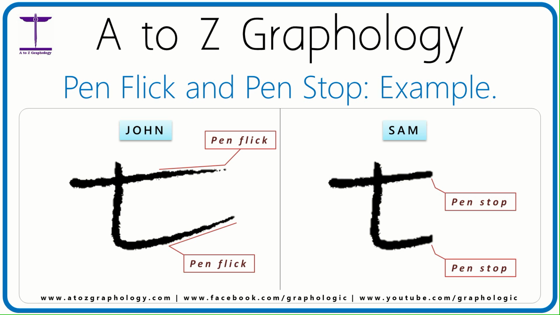Whereas Sam gets his healing as prescribed and feels alright. The medicine was the same, the doctor was the same, and the ailment was the same. Why did John not get the correct healing, and why did Sam get healed correctly? The pen flick and pen stop show that in the handwriting. It's all because of the initial thought losing its power and intensity.